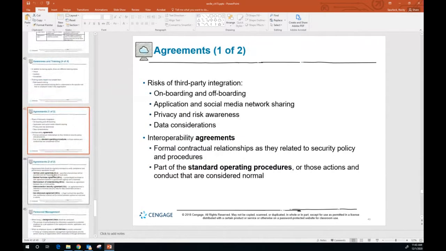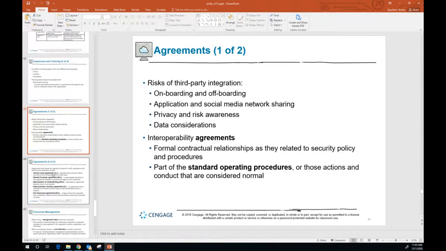We also have agreements. We do have some risks of third-party integration, including onboarding and offboarding, so bringing a new company on, or a third party leaving, application and social media network sharing, privacy and risk awareness, and also data considerations. So we have interoperability agreements. These are formal contractual relationships as they are related to security policy and procedures.